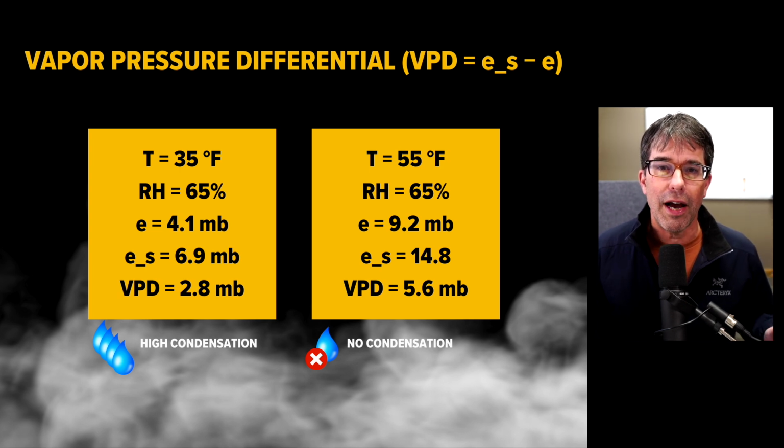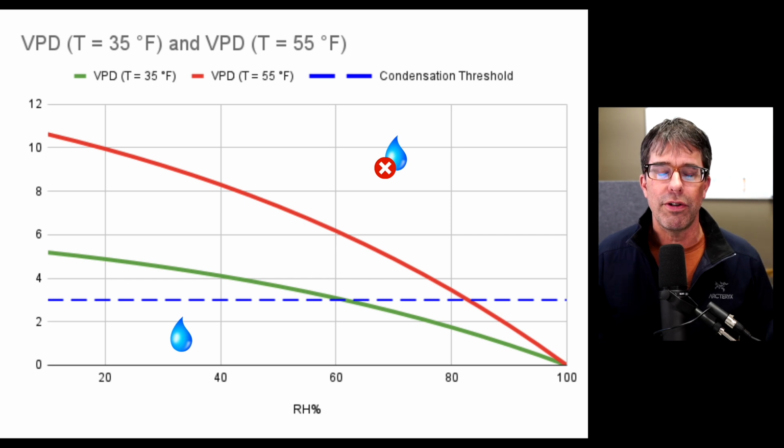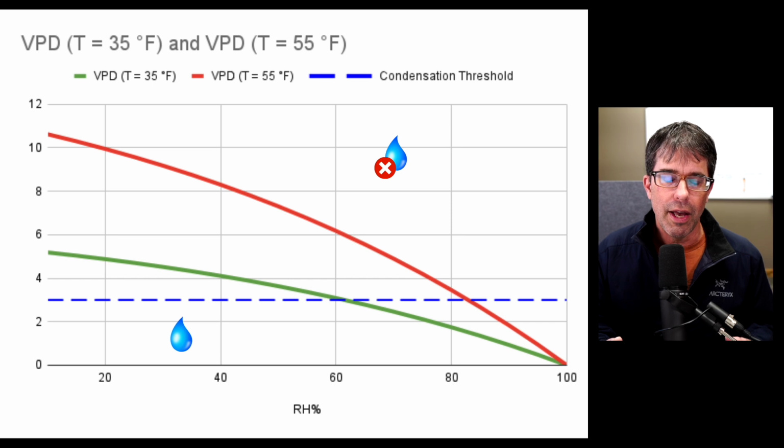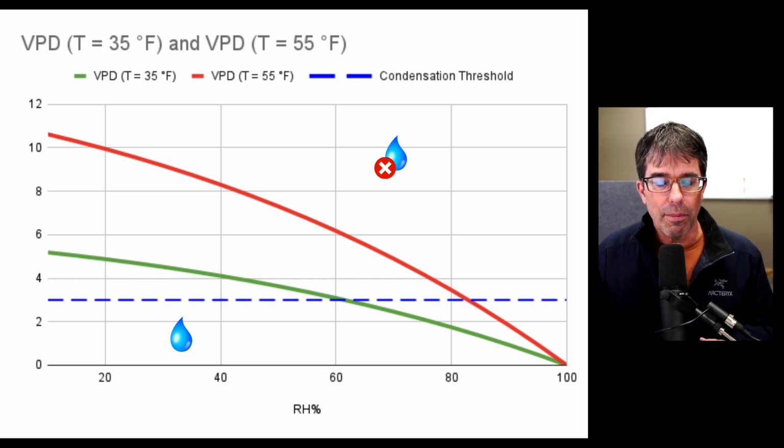If we correlate this to what we actually see in the field, the type of condition on the left will almost always produce condensation, and the type of condition on the right will almost never produce condensation, and it's directly related to the vapor pressure differential. If we plot both of these conditions on a graph with relative humidity on the x-axis and vapor pressure differential on the y-axis, we can see that for the 35-degree scenario, as we contribute more and more humidity into that air, up to about 60%, we've crossed below this condensation threshold, which occurs at about 3 millibars. But for the warmer air, 55 degrees, we can contribute as much as 80 or 85% humidity without promoting condensation in that air.